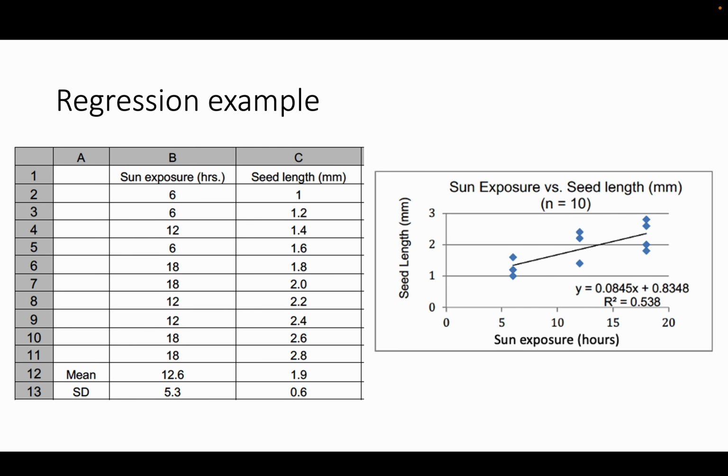So let's say you were to actually run this test, and let's say you got these data. What's really cool is that you can actually take this data and make a line graph out of it. Since the sun exposure, the amount of time it was exposed to the sun, is the independent variable, it's going to be on the x-axis. The seed length, since we hypothesize that it may be dependent on sunlight, that's going to be on the y-axis.